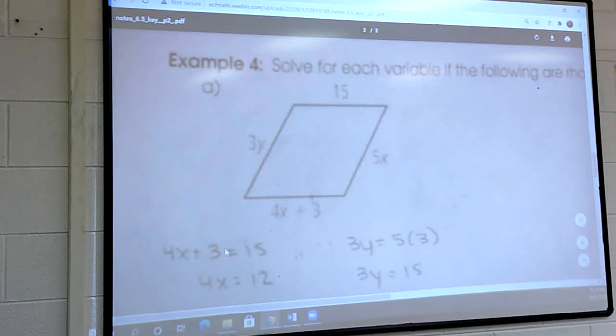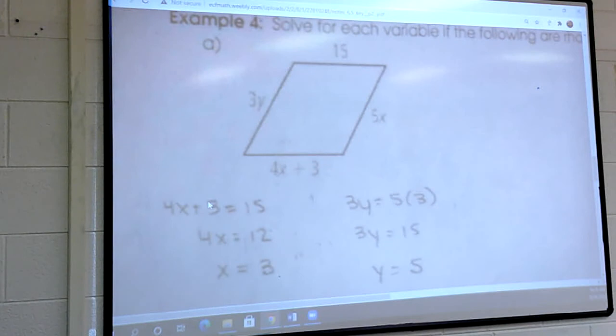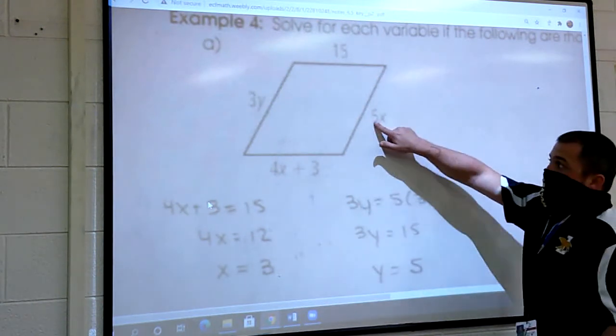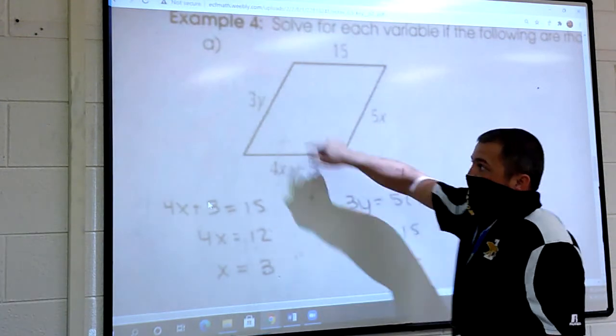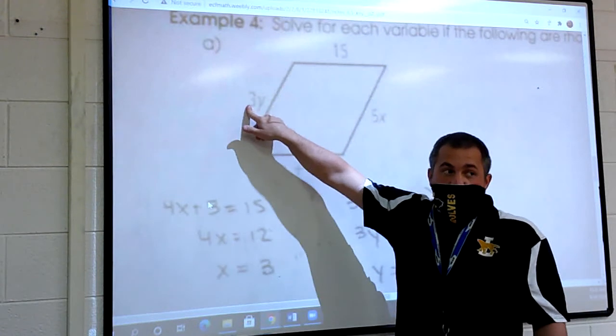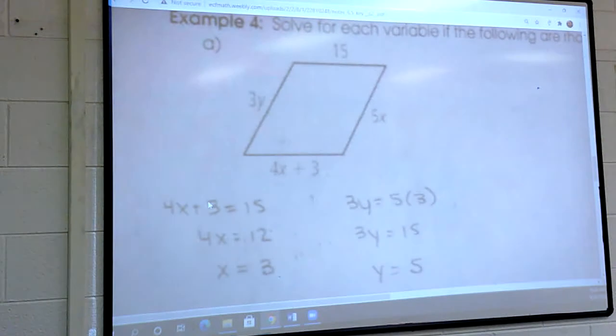Doesn't matter which one you choose. If you choose 4x plus 3 equals 15, then you subtract 3 and divide by 4, and you get x equals 3. If x equals 3, then this side is 15, and that means this side is 15 if we plug it in. So this side also has to be 15, so 3y equals 15. And if 3y equals 15, then you just divide by 3. So y is 5.